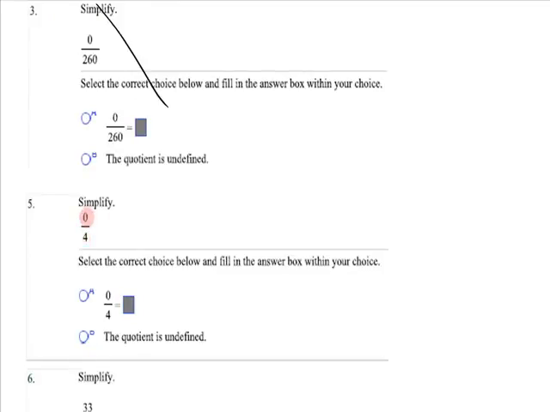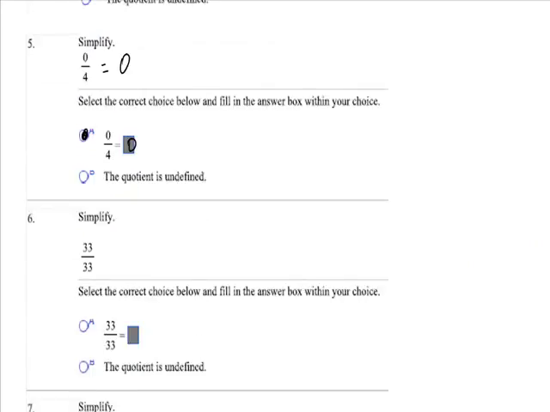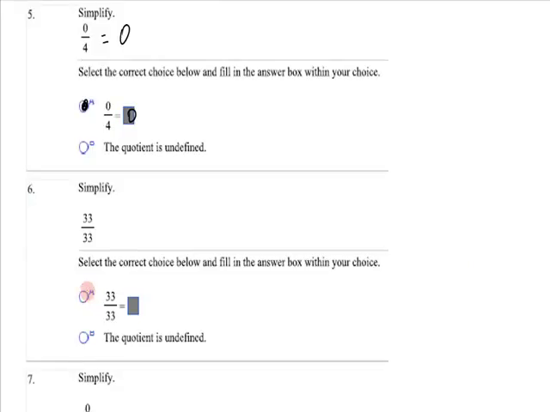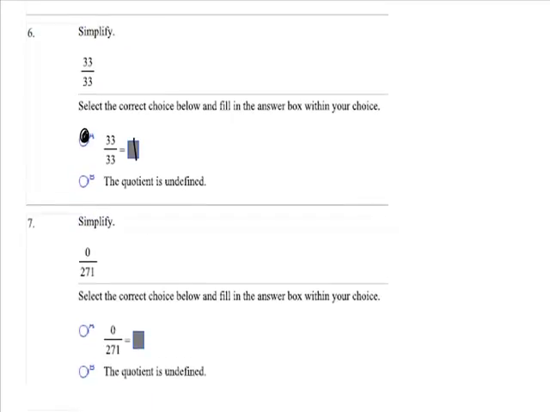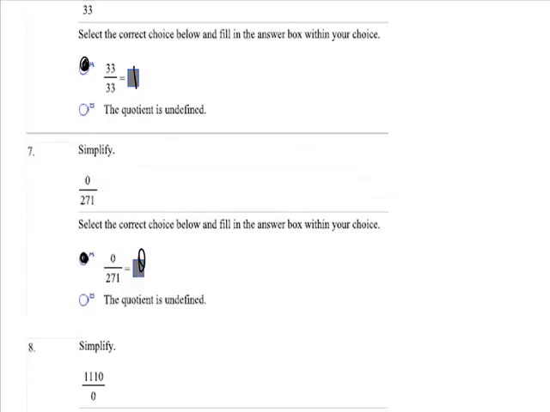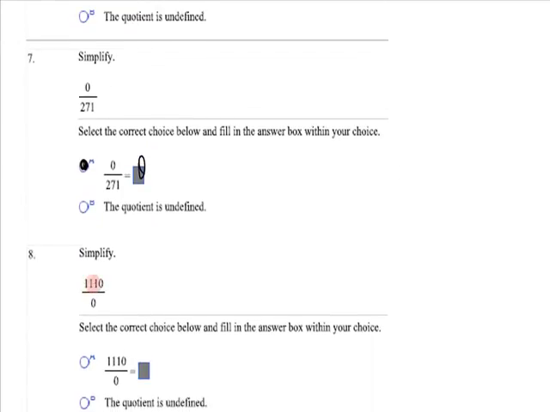Skipping to number 5. 0 over 4, it's over, so it's equal to 0. 33 over 33, any number over itself, is equal to 1. 0 over 271, it's on top, it's over. Over starts with an O, which looks like a 0. 1110 over 0, I'm sorry, the 0 is under. Under will remind you it is undefined.